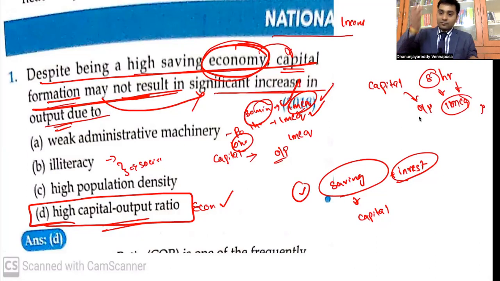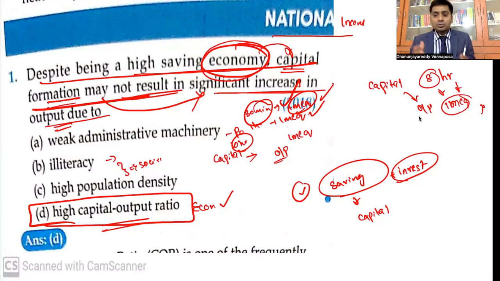With less investment, you have to get more output. Less luggage, more comfort, right? So this is the thing. With the minimum amount, if you want to get maximum output, that is better. But in India, we are keeping high capital to get a little amount of output.